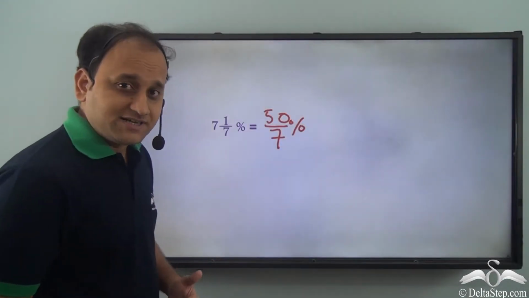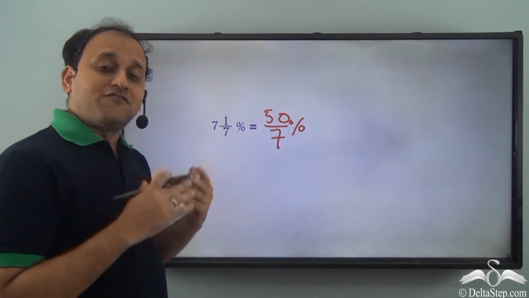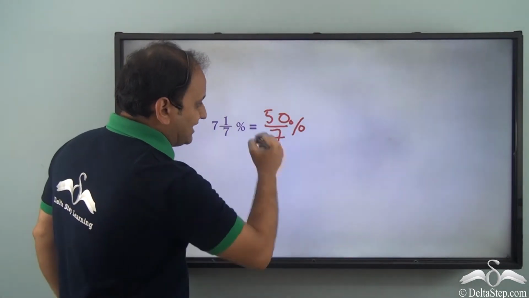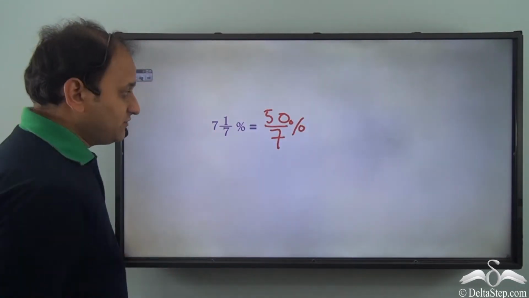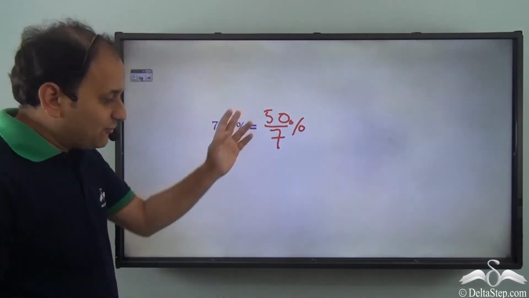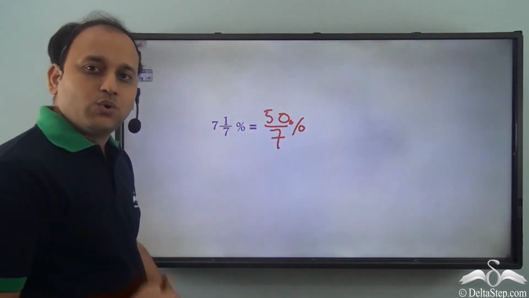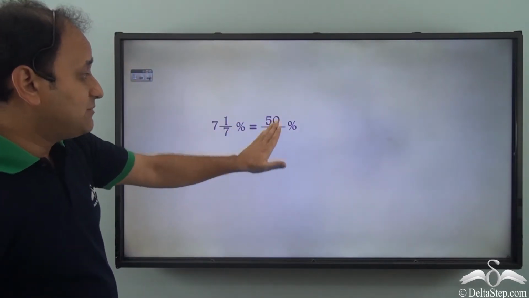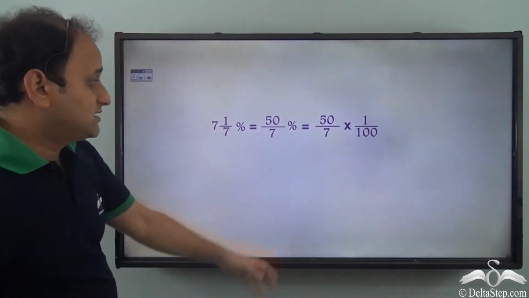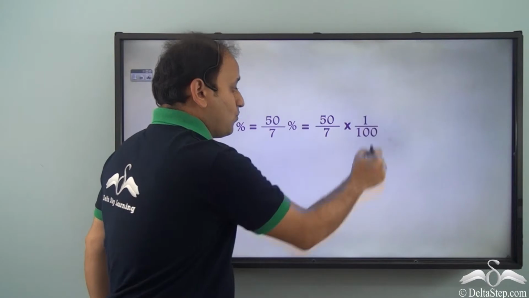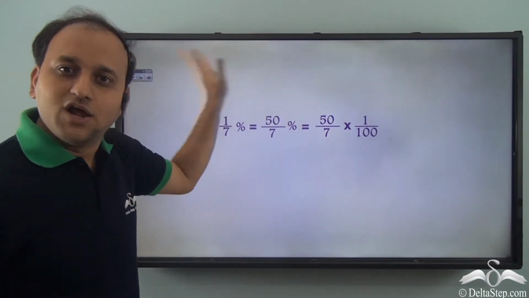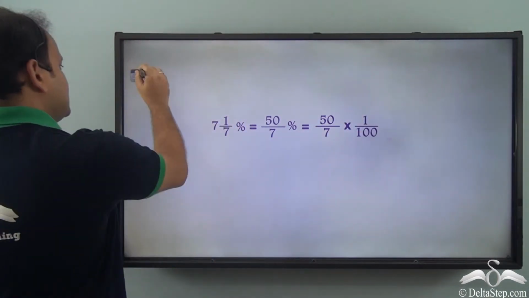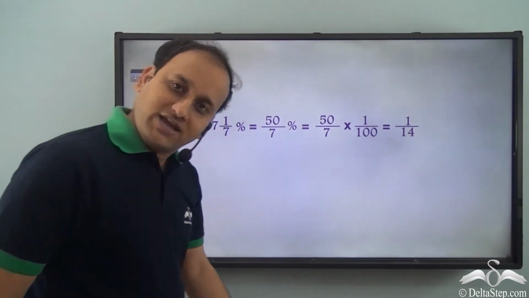Now what do we know about percentage? Well, percentage is nothing but a fraction with denominator 100. So if you want to convert this value into a fraction, we'll have to remove this percentage symbol, and for that we'll have to multiply this value with 1 by 100, right? So we have 50 by 7% and we multiply this with 1 by 100. So this percentage symbol goes away. So we have 50 by 7 into 1 by 100, which is nothing but 1 by 14.